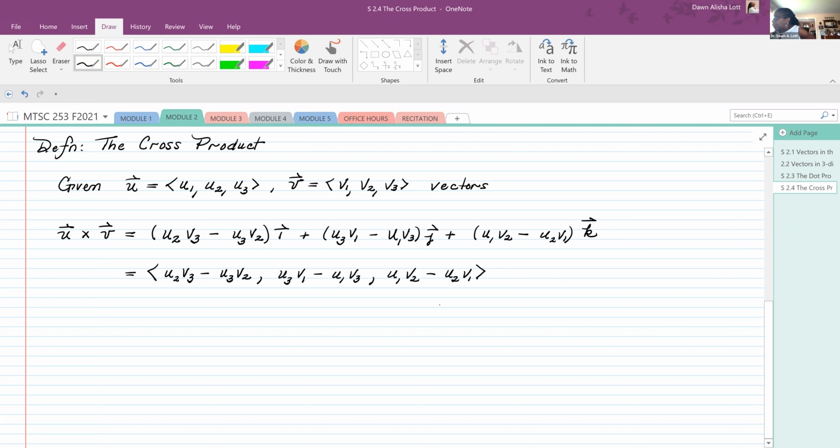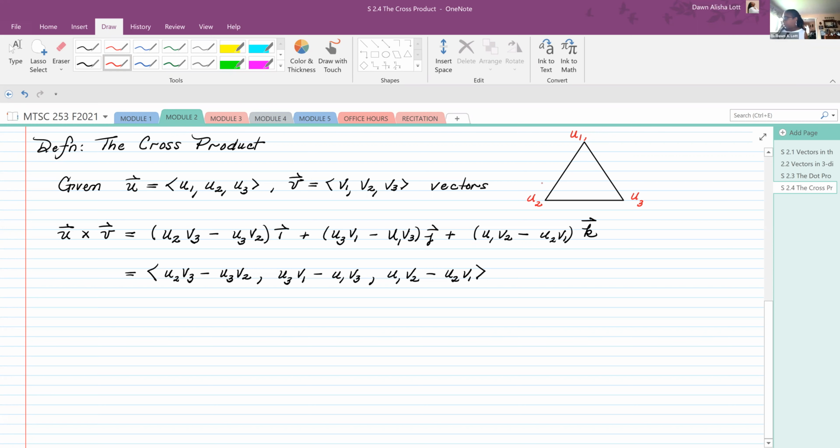Okay, so the way I remember the cross product is, let's draw a triangle. Okay, so here is U1 and V1, U2, and actually U1, U2, and U3.